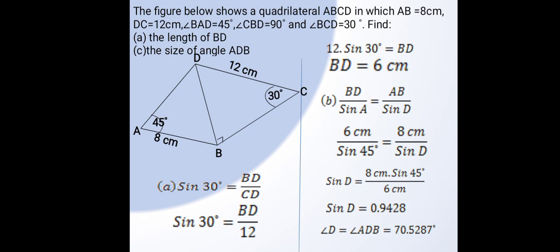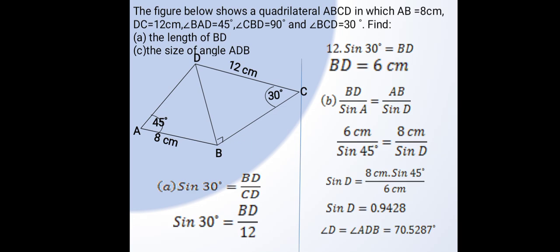Now the length BD can be computed using the sine 30. Take this because it's a right angle triangle there. You know the sine is the opposite side over the hypotenuse. So sine 30 equals BD over 12. BD is the opposite side, and then 12 is the hypotenuse. We get BD to be 6 centimeter.